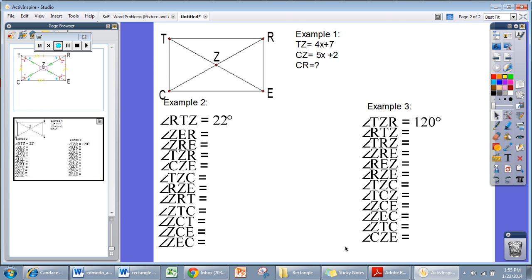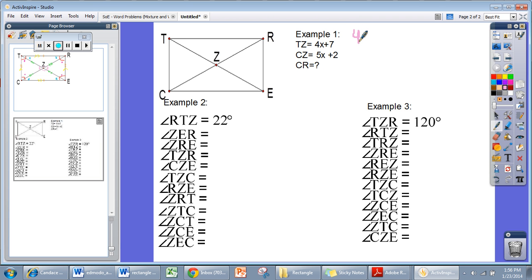Alright, so for the first example, they gave me TZ and CZ. Well, if you remember back to what we just did, we said that your diagonals are going to be congruent to each other. So since TZ is talking about half a diagonal and CZ is talking about half a diagonal, I know that they have to be congruent to each other. So easy peasy, let's just go ahead and set them equal to each other.